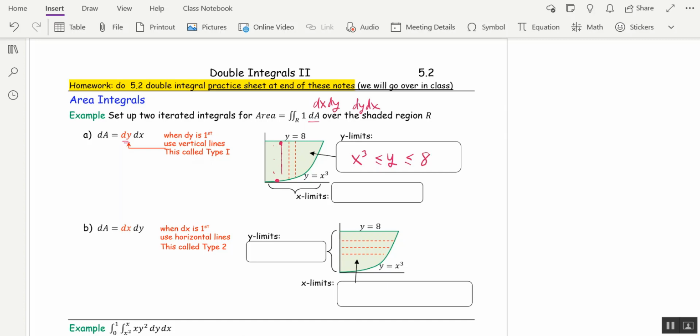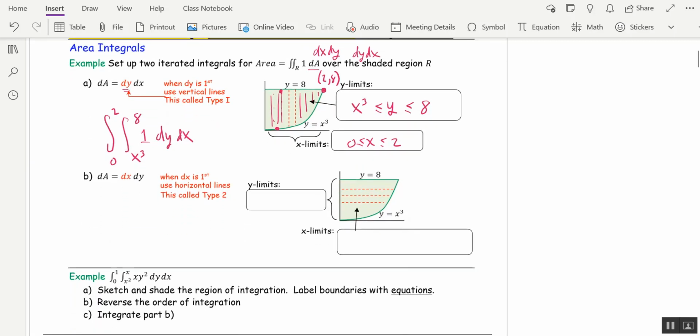And then for the x limits, you say, okay, for which x values do I have those vertical lines in the region? So that's going to be x going from 0 to 2, because this point right here is (2, 8). That's where those two curves intersect. So our double integral looks like this. It's going to be 1 dy dx, and y goes from x cubed to 8, and x goes from 0 to 2.